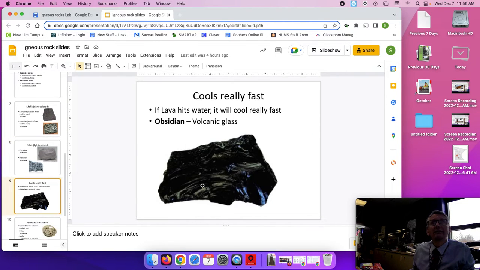If it cools really fast, this is obsidian. That's volcanic glass. That's when the lava flow hits the water.